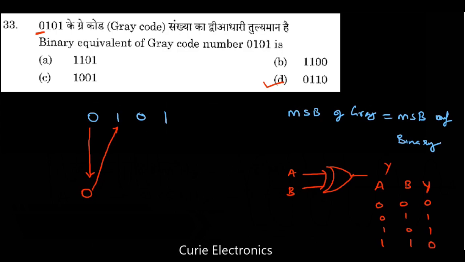Now 0 XOR 1, what do you get? You get 1. Again this 1 we XOR with 0, and it gives 1. Again this 1 we XOR with the last input 1, the blue color one. Yellow color one XOR with blue color one, so we get answer 0. So the right option is option D.